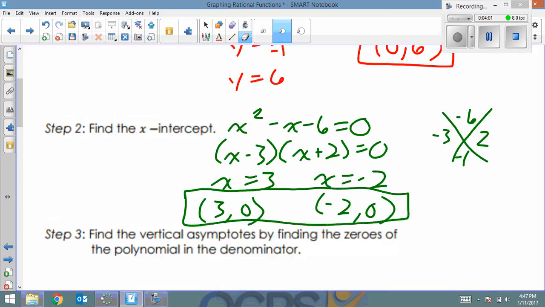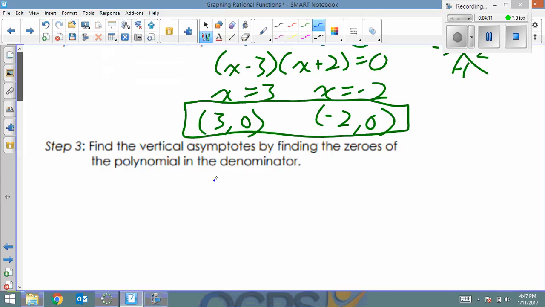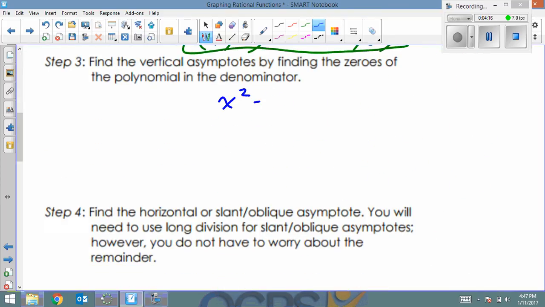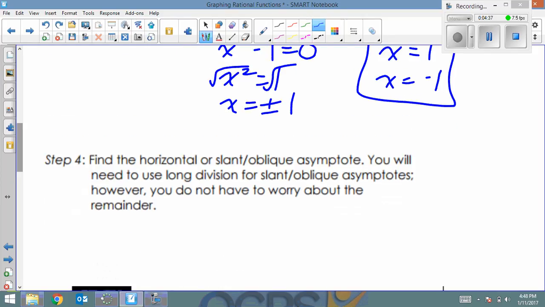The next step is to find our vertical asymptote. To do that, we take this denominator and set it equal to 0. So x squared minus 1 equals 0. Move the 1 to the other side, so x squared is equal to 1. Take the square root, so we get x equals plus or minus 1. Because they're asymptotes, they're equations. So we have x equals 1 and x equals -1. We have 2 equations here.